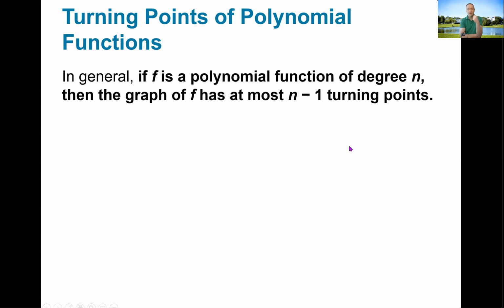What if you had a degree 7 function? How many turning points could it have? It could have 6 turning points. It could have 4. It could have 2. And degree 7 could have 0 turning points, like the graph of y = x⁷.